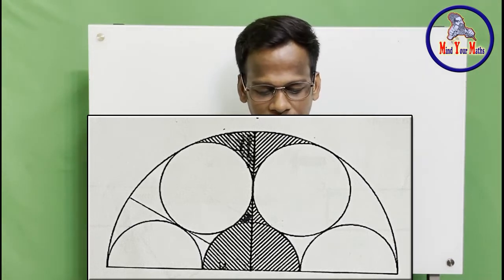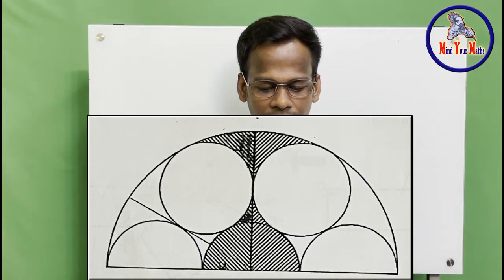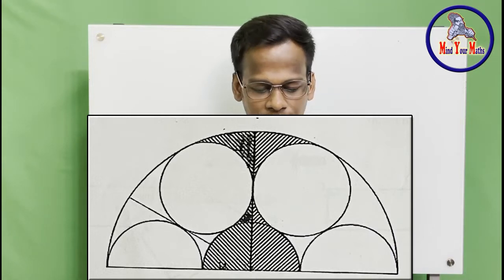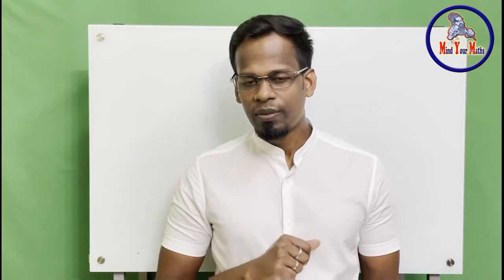And the second question is, what is the area of the shaded parts? Take pi equals to 3.14. Round your answer correct to one decimal place. So that's what we are going to solve.